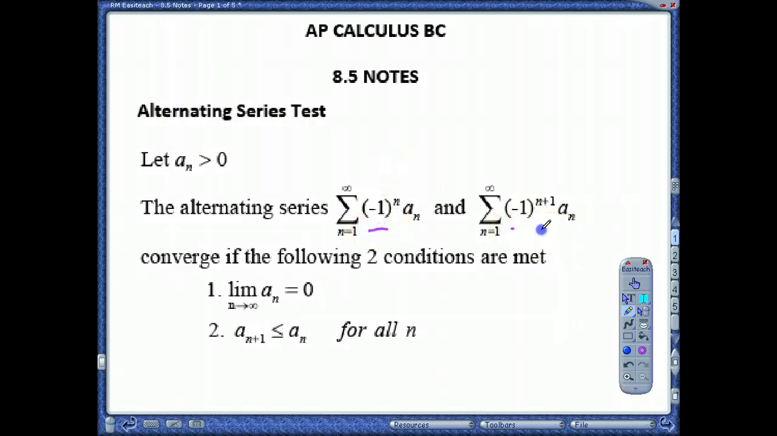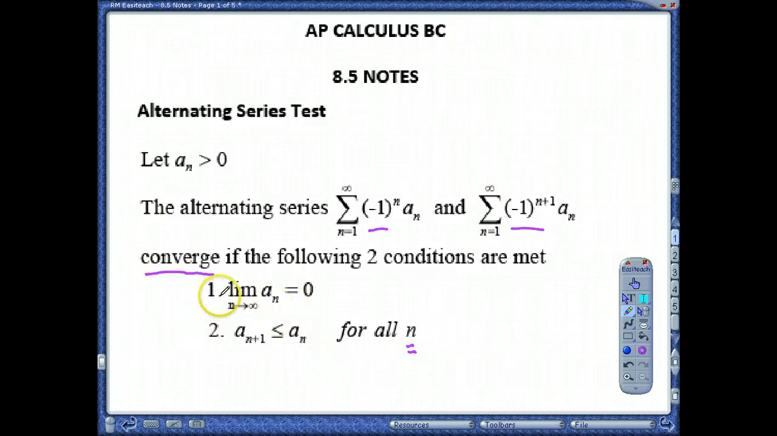So you have some kind of a negative inside parentheses with a power on the outside, so it's going to alternate back and forth. Now, the alternating series test states that you will be convergent if, number one, the limit as n approaches infinity of that nth term is equal to 0. If that's met, then number two, the n plus 1 term has to be smaller than the nth term for all n's. Okay, so both of those have to be true. If both of those are met, then you are convergent.